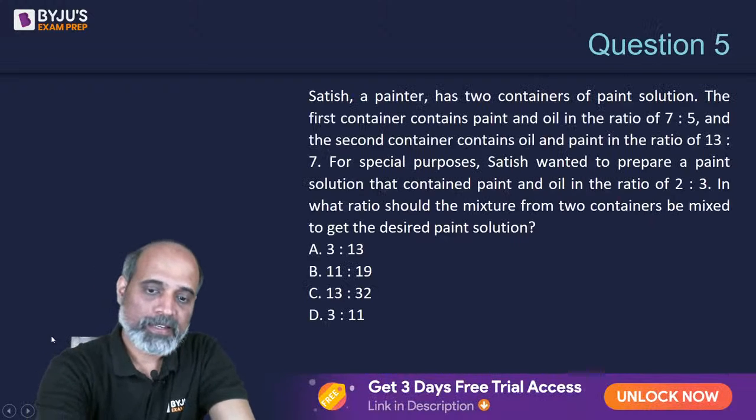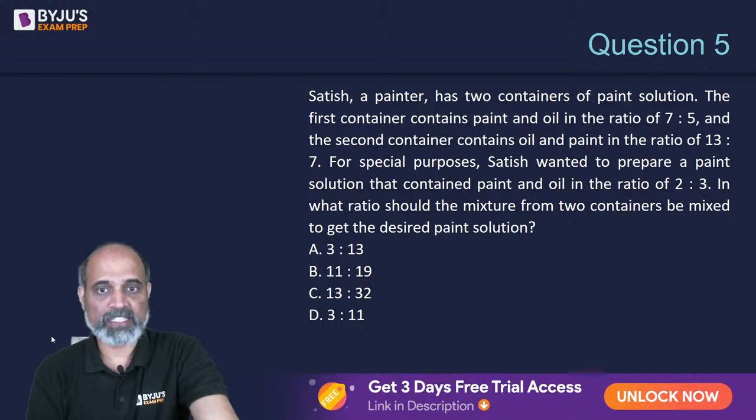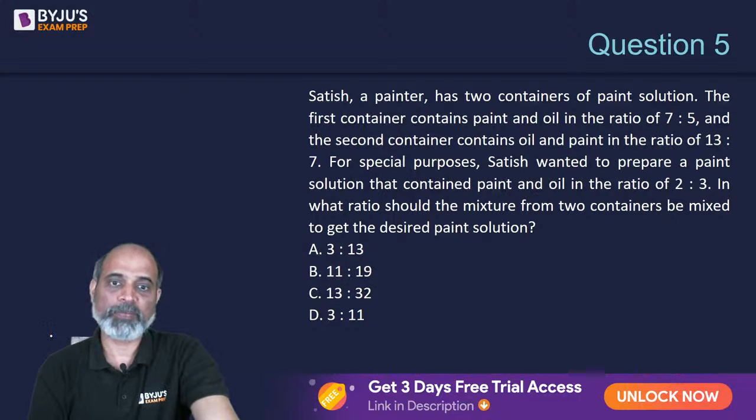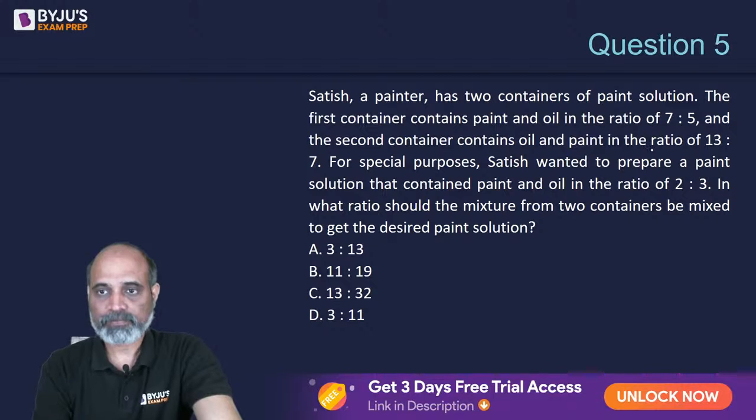Okay. Option A. Next, Satish, a painter, has 2 containers of paint solution. The first container contains paint and oil in the ratio 7:5, and the second container contains oil and paint in the ratio 13:7. For special purposes, Satish wanted to prepare a paint solution that contained paint and oil in the ratio 2:3. In what ratio should the mixture from the 2 containers be mixed to get the desired paint solution?